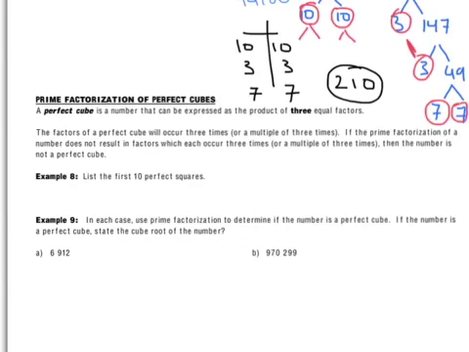So let's mentally do the first 10 perfect cubes. Okay, I'm going to make my pen a little bit wider. So the first one, again, I'm going to start with 1 because 1 times 1 times 1 is 1. So that works. So 2 times 2 times 2 is 8. 3 times 3 times 3 is 27.